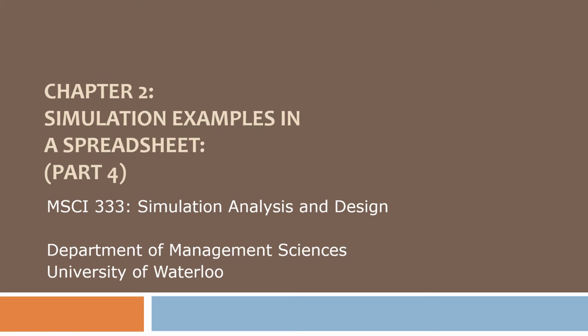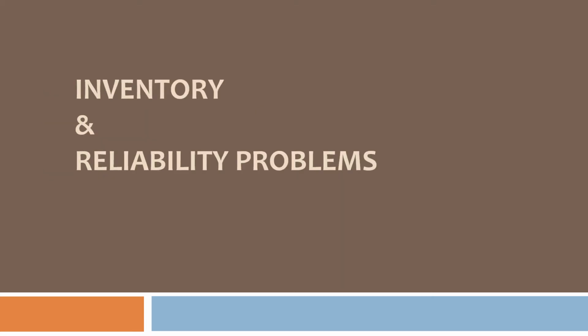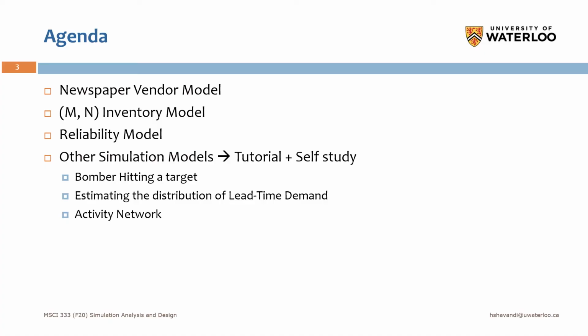Chapter 2, Part 4. In this part, we're going to have inventory and reliability models. The ones that we had in previous parts were related to queuing systems. But in this part, we're going to see how we can simulate inventory and reliability models if some parameters in these problems are uncertain.